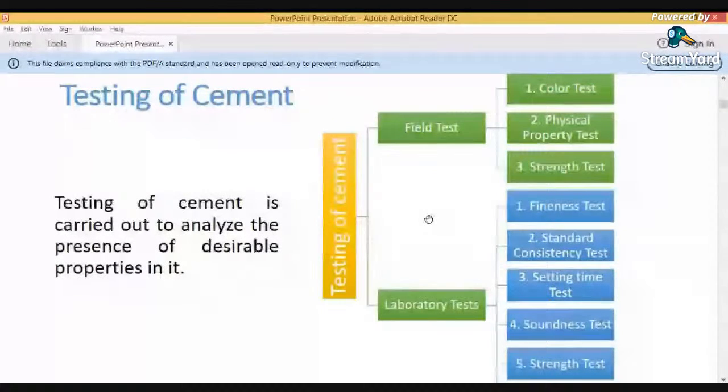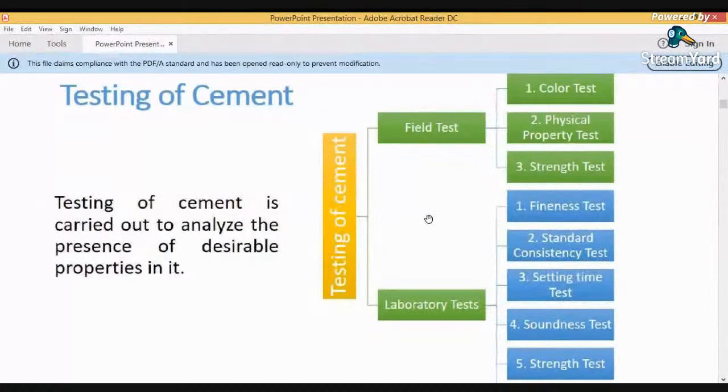Similarly, in the laboratory we can do the fineness test, and second, the standard consistency test. Consistency means the moisture content, what moisture content is present inside the cement, which we can measure using the standard consistency test. Then the third one is called setting time. What is the initial setting time? What is the final setting time?